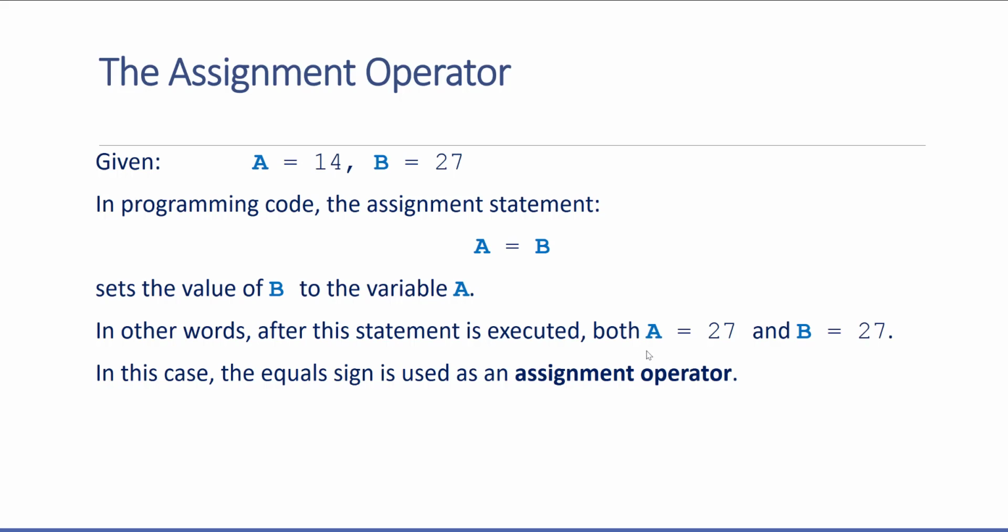This is an example where A is 14 and B is 27. After this statement is executed, B being 27, that value will be put into A. So after this line is executed, both A and B will contain the value 27. We've assigned with a single equal sign a value from the right side into the left side. So that's called the assignment operator.